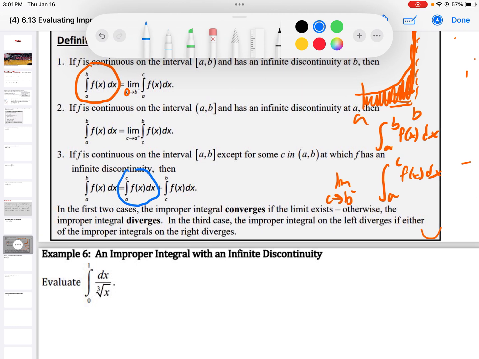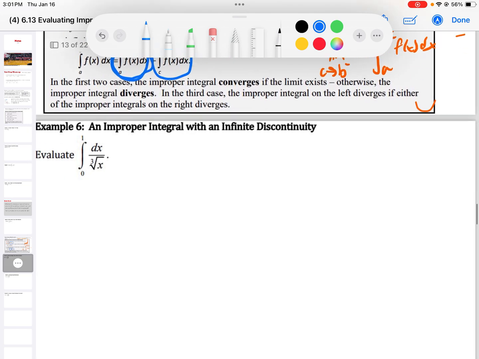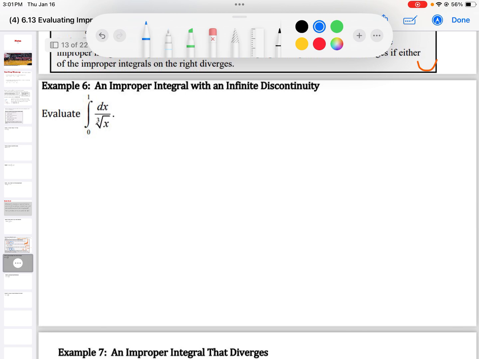All right, so also, if this limit diverges, then the whole integral diverges. If it converges, then the integral converges to that number. For this, if either one diverges, the whole thing diverges.